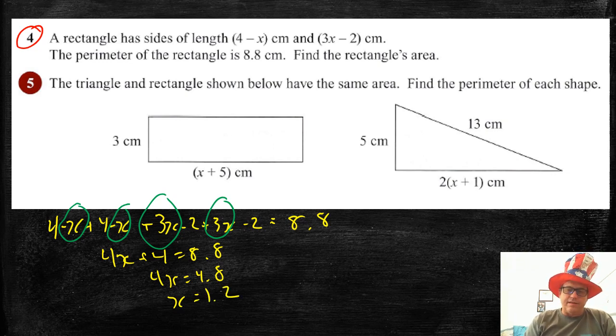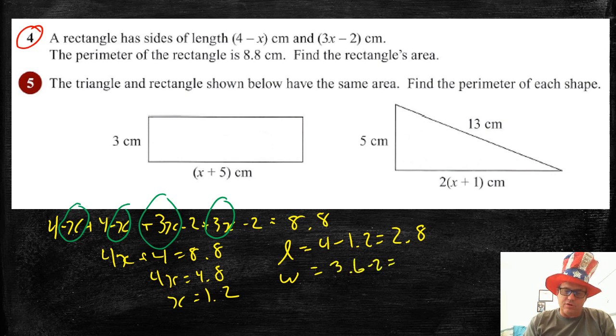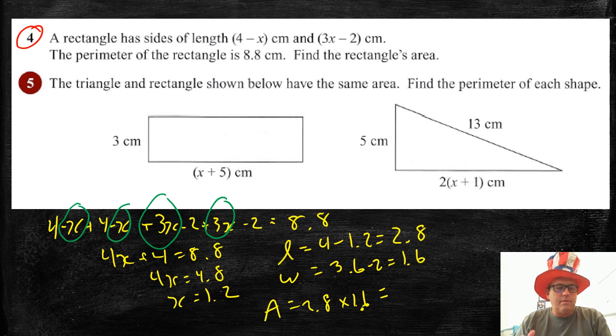Okay, so to find the area, the length is 4 minus 1.2, which equals 2.8, and the width equals 3 times 1.2, which is 3.6, minus 2, which is 1.6. So the area equals 2.8 times 1.6, which equals 4.48 centimeters squared.